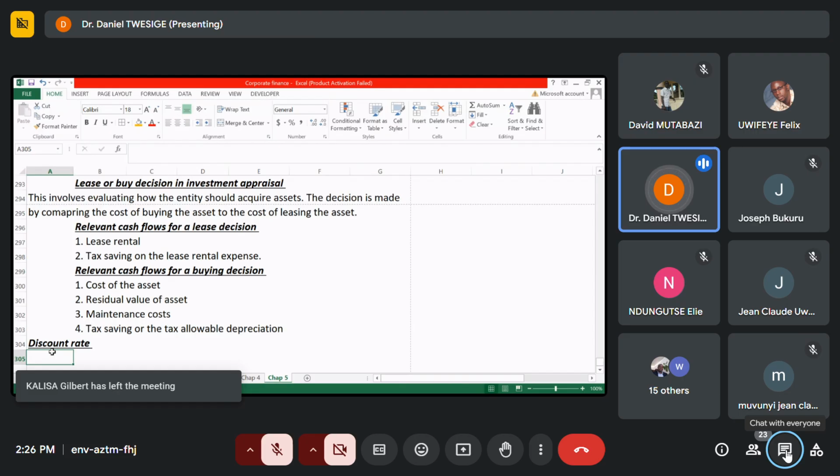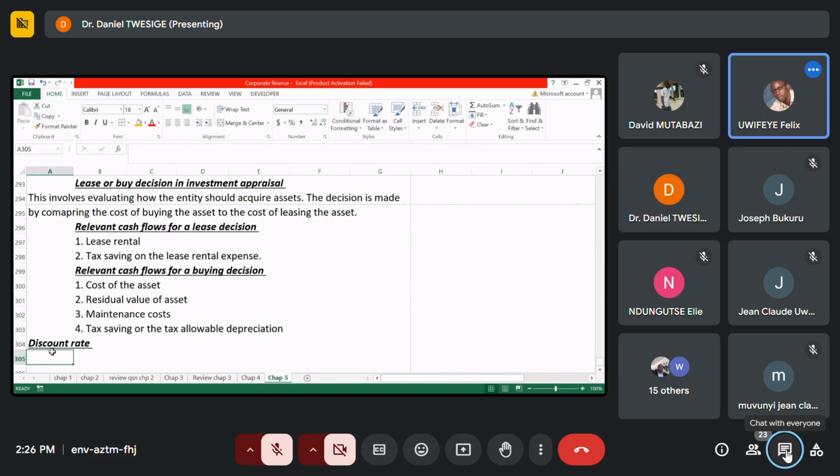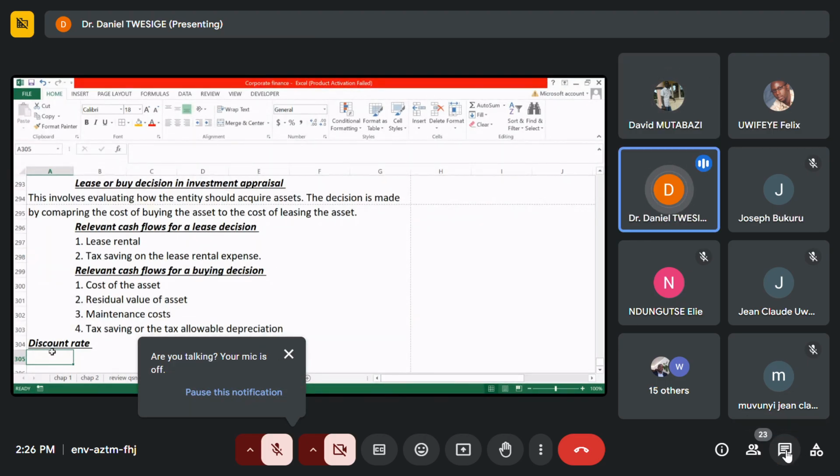The proposal to buy the asset. Are you using equity and loan? Are you using loan alone? If you are using equity and loan, you are going to get the WACC for that decision. But if you are using loan, then you are only going to look at the cost of the loan to finance that asset. I hope I've been clear. So what if I'm using equity only? It means we will discount using equity. Cost of equity. Okay.